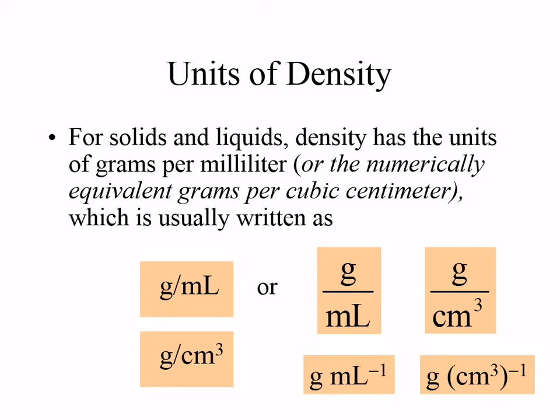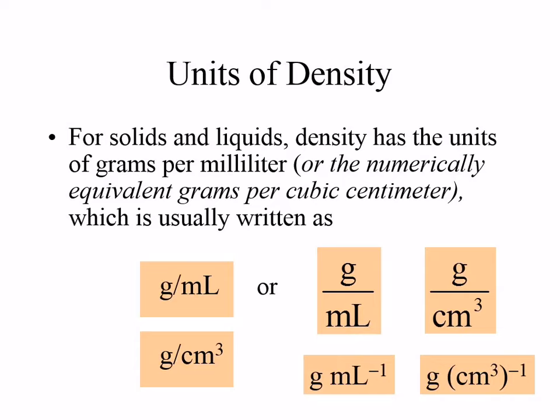So since density is a ratio of mass to volume, we're all about units in physical science. The units of your answer when you calculate a density are always going to be some units of mass, and grams are great, and then some units of volume. And notice that I have a couple units of volume here. I have milliliters or I have centimeters cubed. And tomorrow you're going to be playing around with both of those to get the volume of your object of interest.